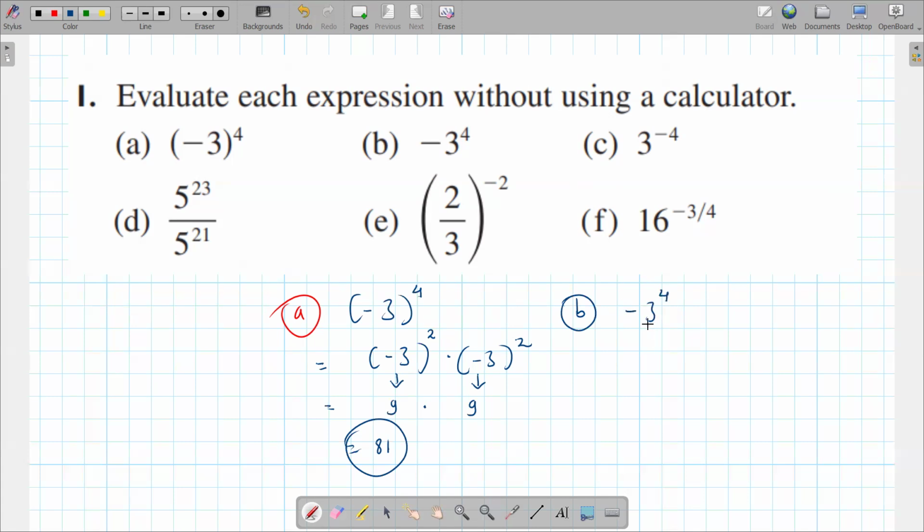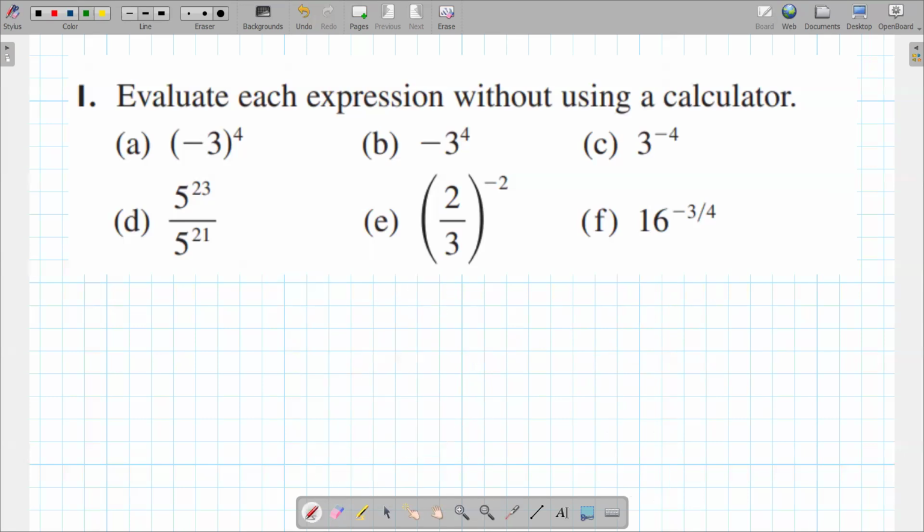The only difference is there is no bracket. What does that mean? Is the answer to this also 81? It'll be -81 exactly, because that power 4 does not apply to the negative sign, so the negative sign will be outside the whole time. So it'll look like this. So that'll be -81. How about C? Would that be positive 81, -81, or something else?